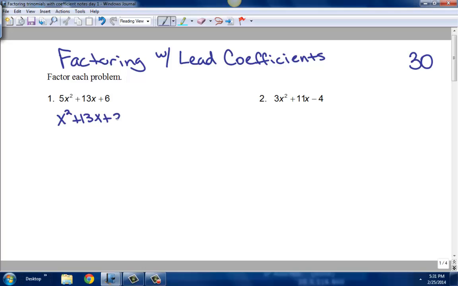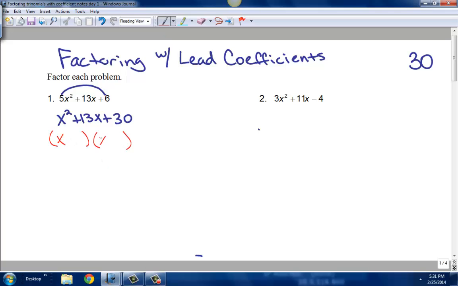5 times 6 is 30, so that's going to be the new end number. So by multiplying the 5 times the 6, I'm going to get rid of that lead coefficient and change that last number to 30. Remember, this is a cheat, so don't try to make a whole lot of sense out of it. You just got to follow the steps. Now I'm going to factor it like I showed you in class the other day.